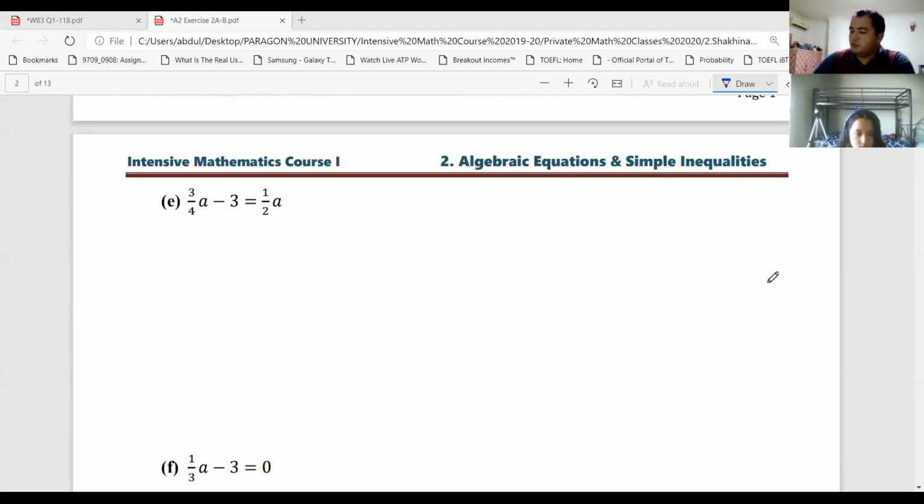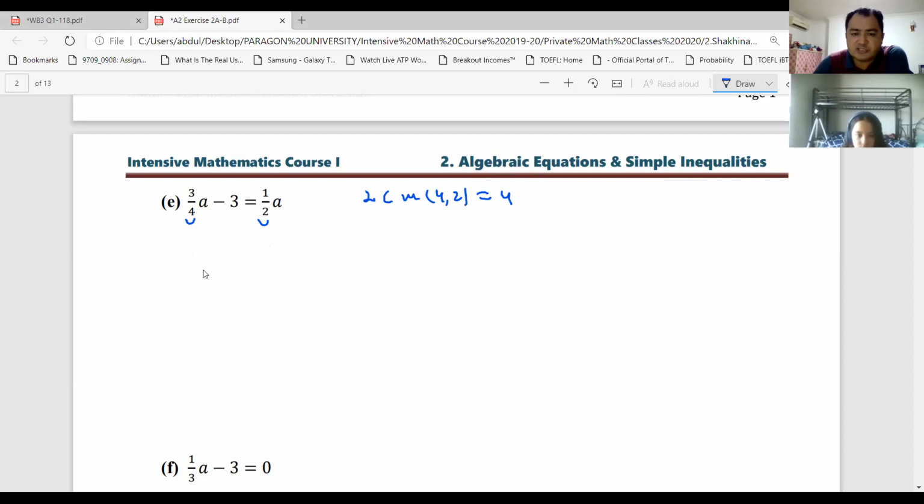Okay, Shahina, here you are doing question E. Why are we multiplying by 4, Shahina? Because we don't want to deal with fractions. I want to change the fractions into whole numbers. As you see here, we have 4, right? And here we have 2. What is the least common multiple of 4 and 2? It is equal to 4. That means if I multiply both sides by 4, then we will have only whole numbers.